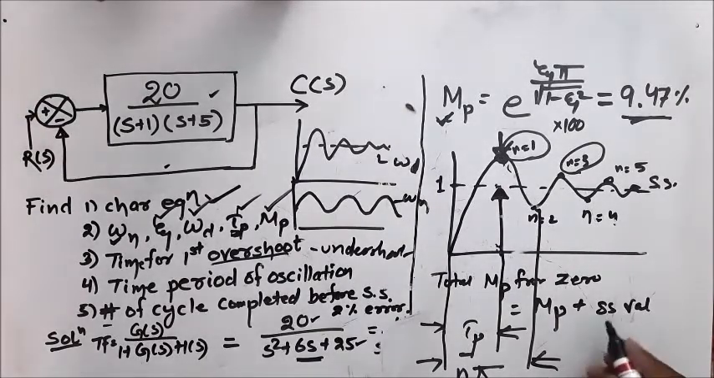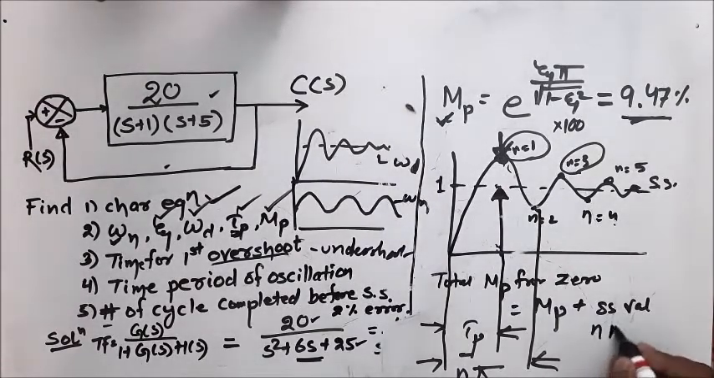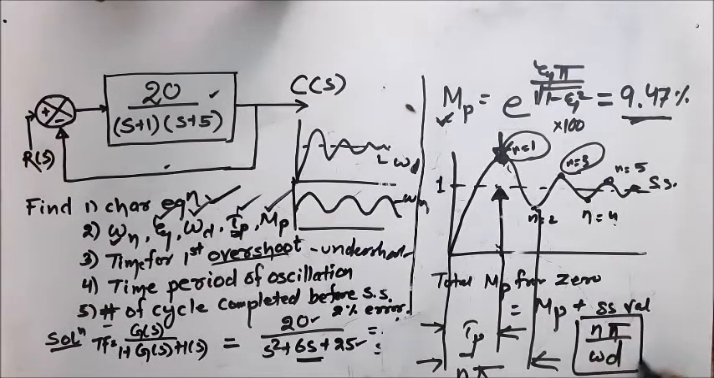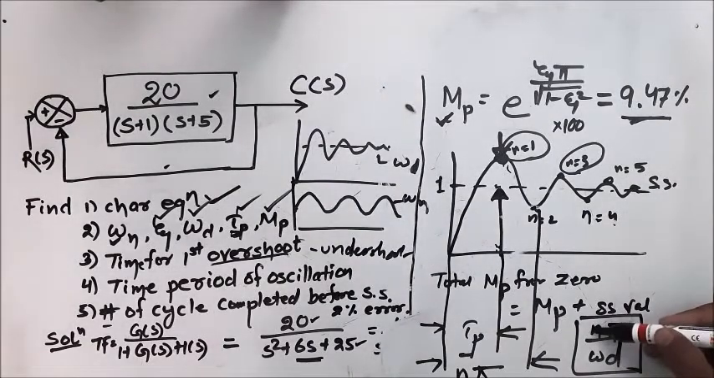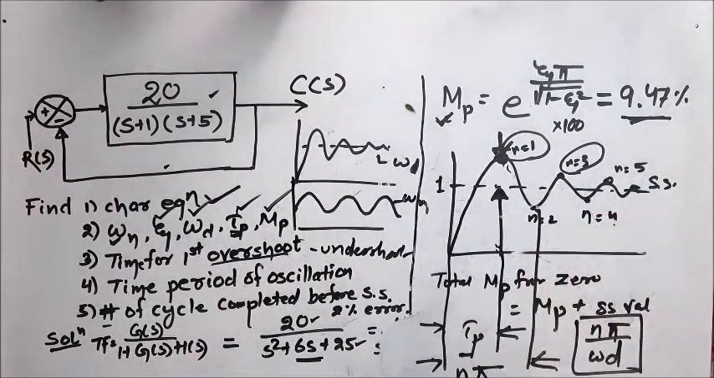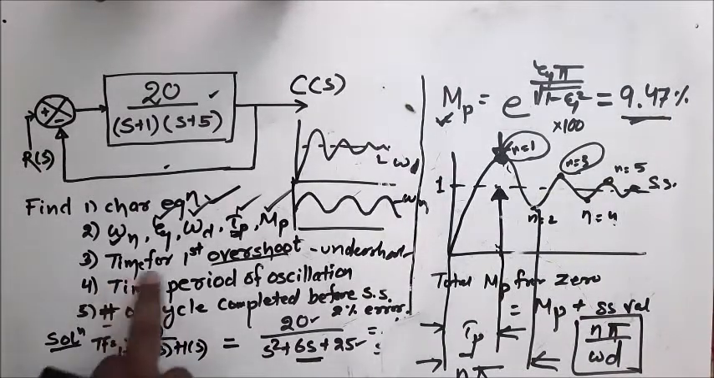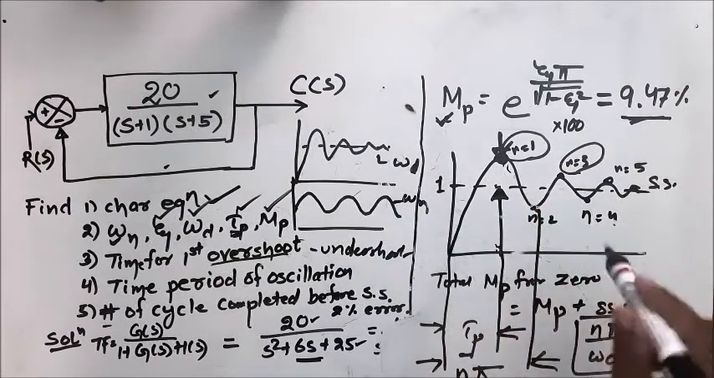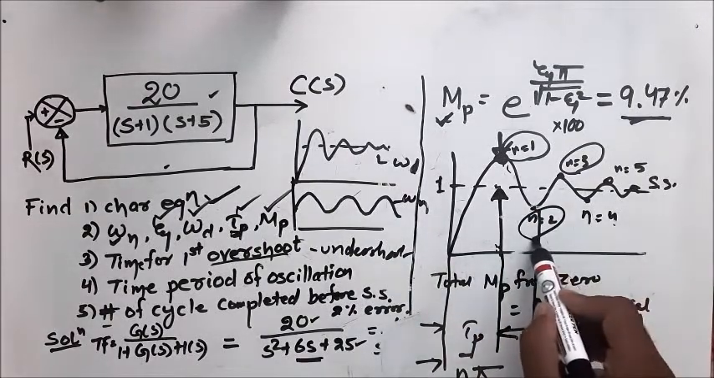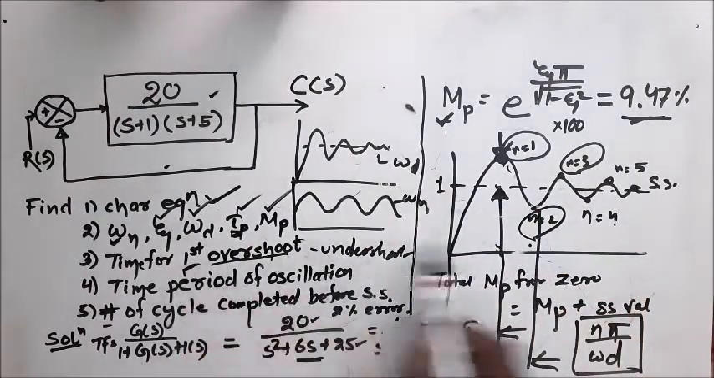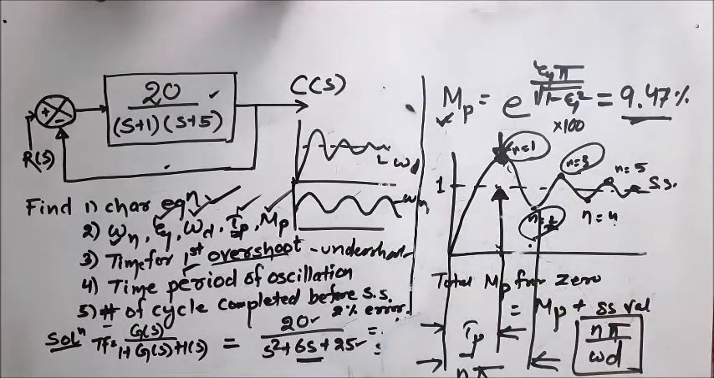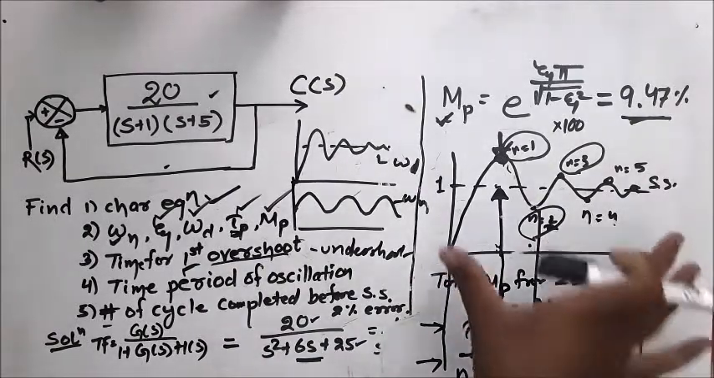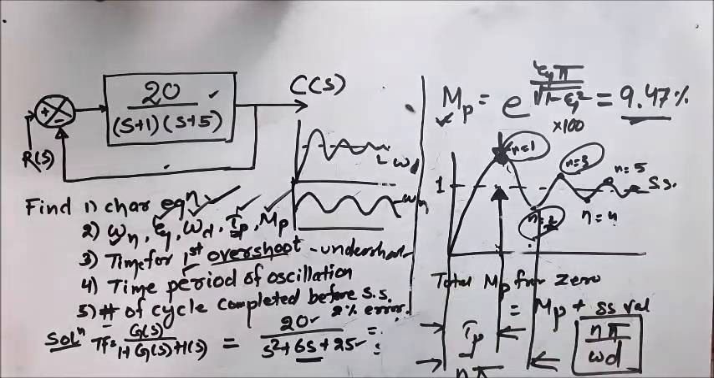So what is the formula? n pi by omega d. This is the overshoot or undershoot formula. Remember all these things, and replace the n value with the appropriate value. If they ask for time for first undershoot, here the n value is 2. Do not confuse first with n equal to 2. If you recall the graph, you can understand easily.